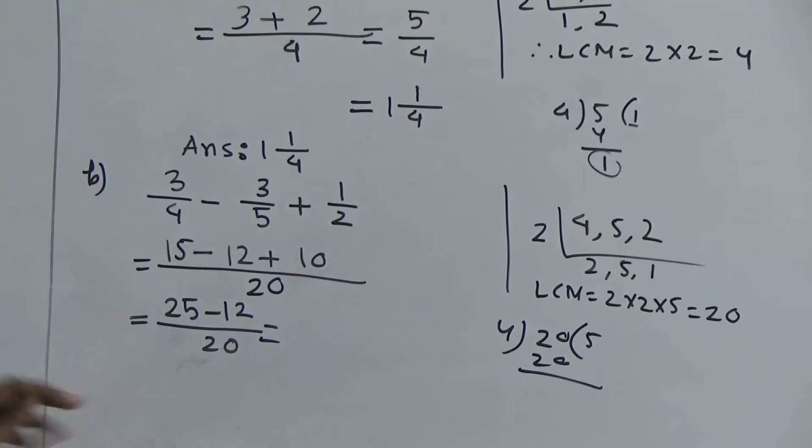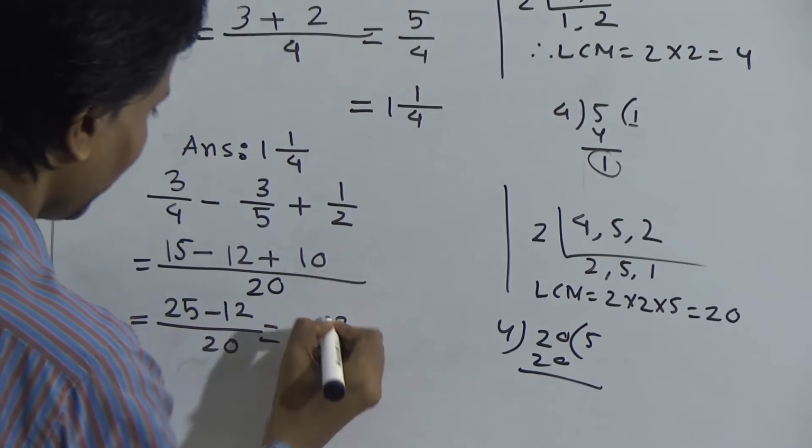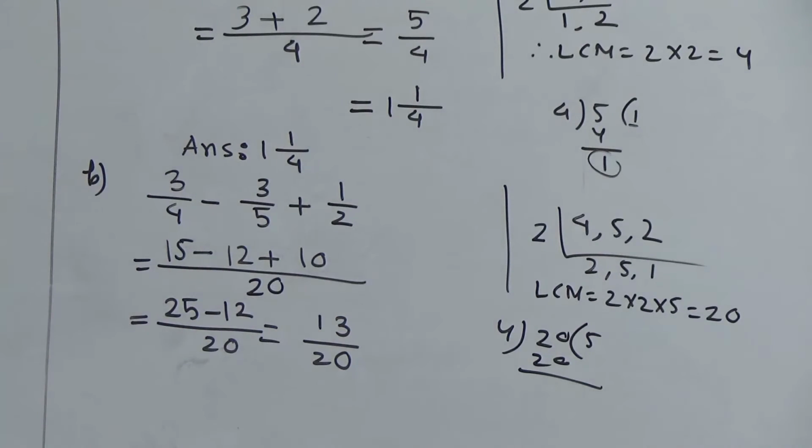Okay, now subtract 5 minus 2 equal to what? 3. 2 minus 1, 1. 13 by 20. Okay, dear student?